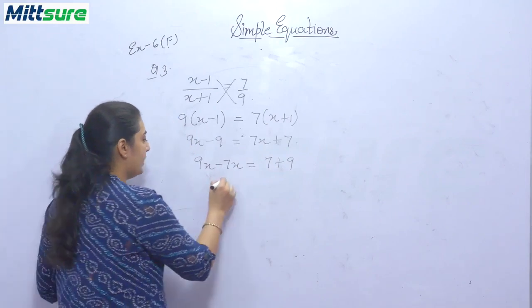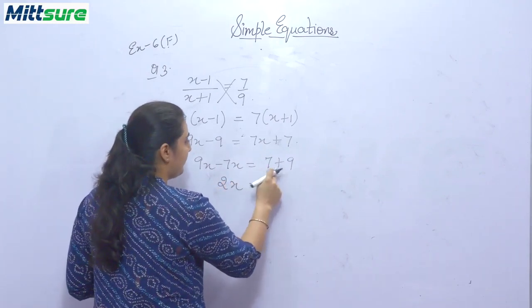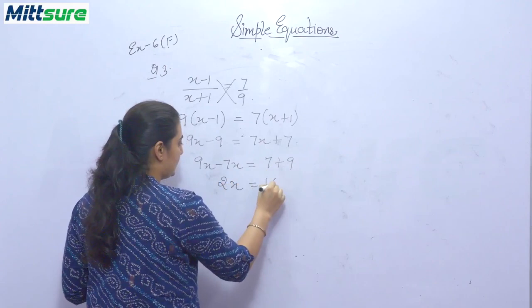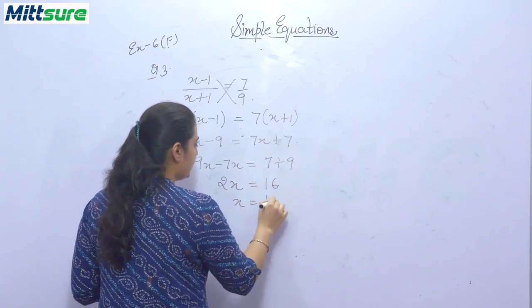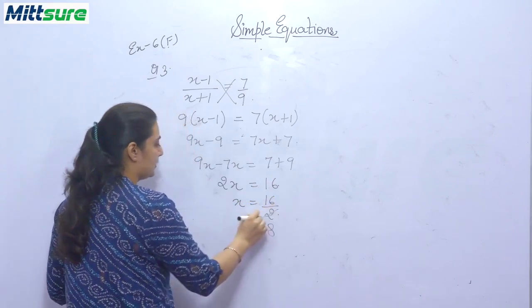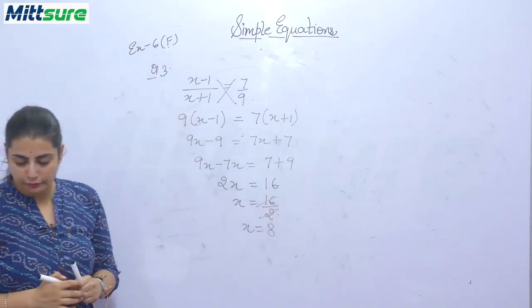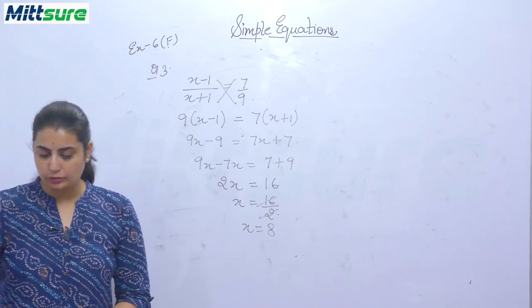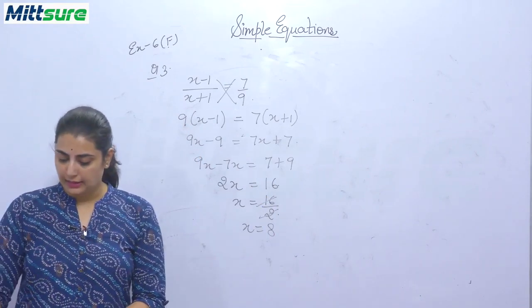Now we will solve here. I will get 2x. 7 plus 9 is 16. x is equal to 16 upon 2. That will give you the value of x as 8. So which is the option? That is option C, that is 8.